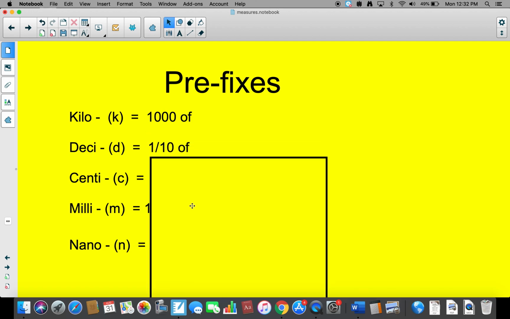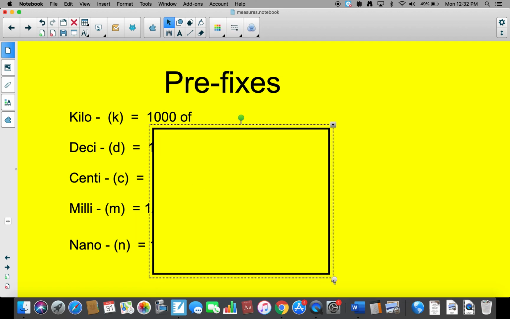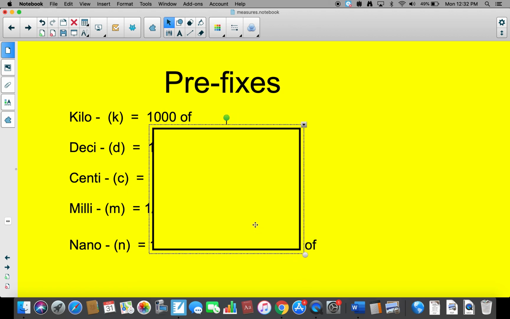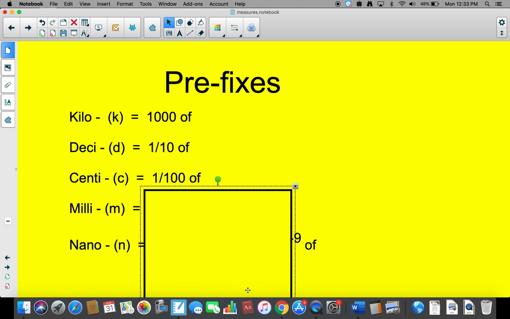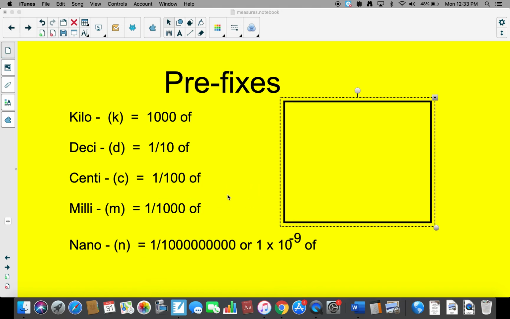Deci is a tenth of. Centi is a hundredth of. Nano is a billionth of, or 1 times 10 to the negative 9th. That's scientific notation. We'll look at that value later when we do unit conversions. All right.